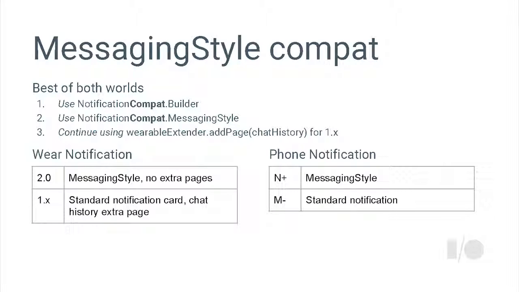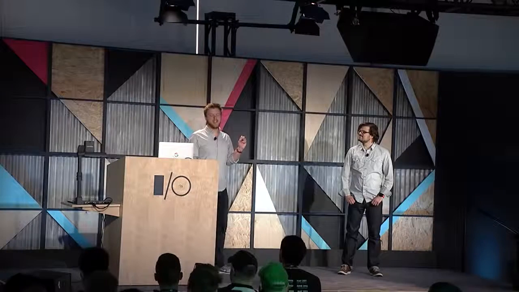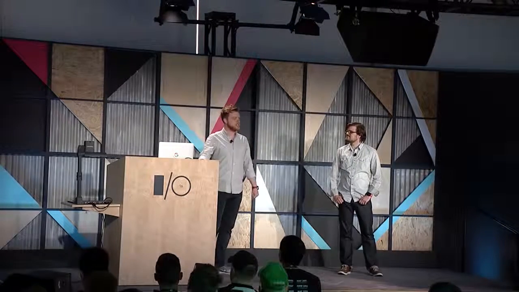Finally, on the phone, if your user's running N, they're going to get messaging style notification. And if they're not, NotificationCompat ensures that they still get the standard notification experience. All these things sort of summed up together mean that if you use messaging style and these 2 other things that I said, you get the best of all worlds no matter what device is paired, no matter what version those devices are running.